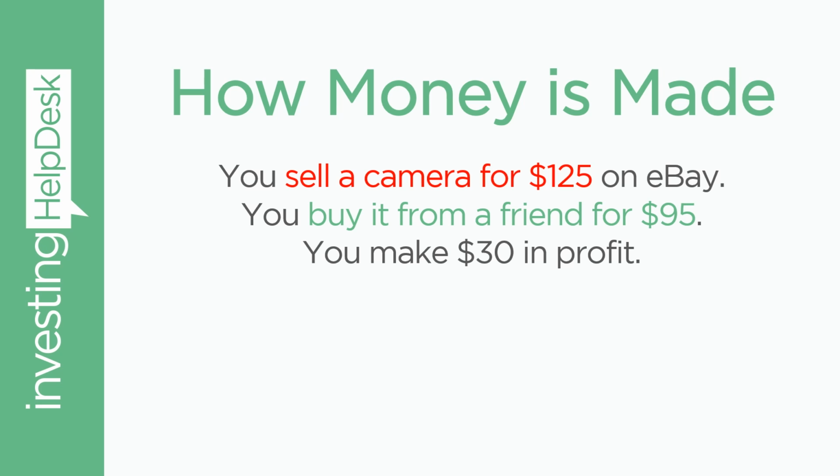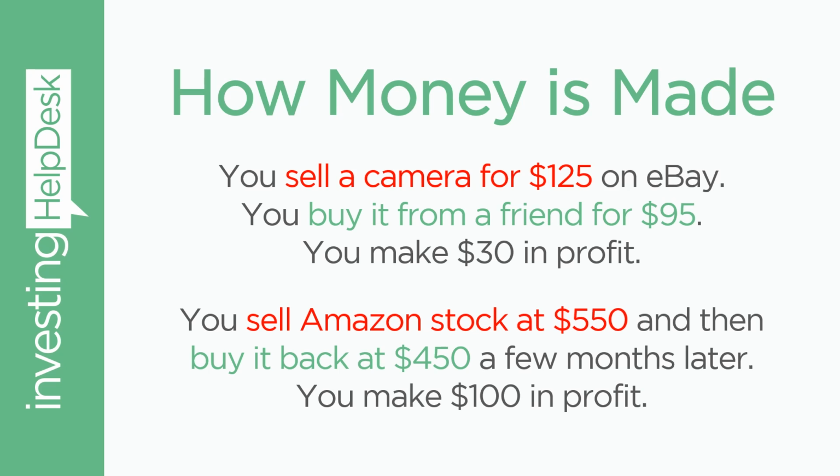Now, when you talk about it in the stock world, you sell Amazon stock at $550, meaning you borrow shares from your broker and you sell that stock at $550. And then you buy it back at, let's say, $450 as that share price continues to go down. Because remember, when you're buying something back, you want it at a lower price, and then you make the difference. So you make $100 in profit in this situation.